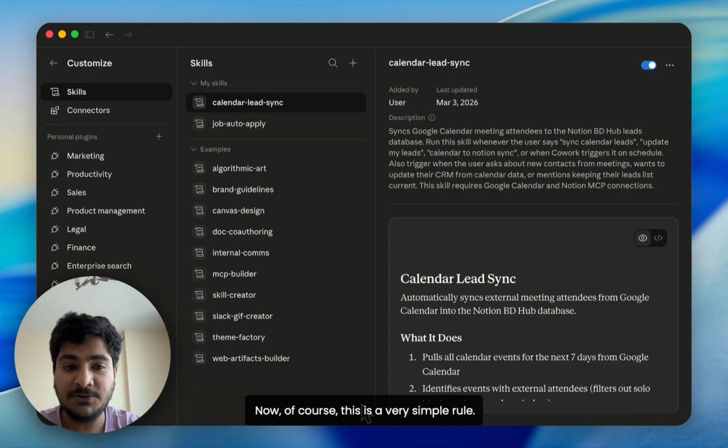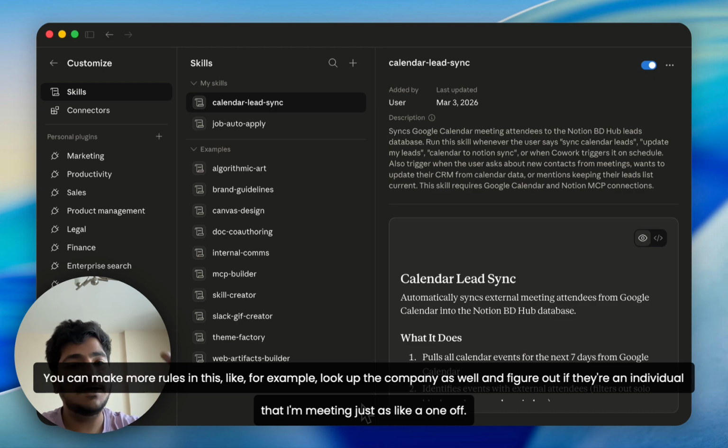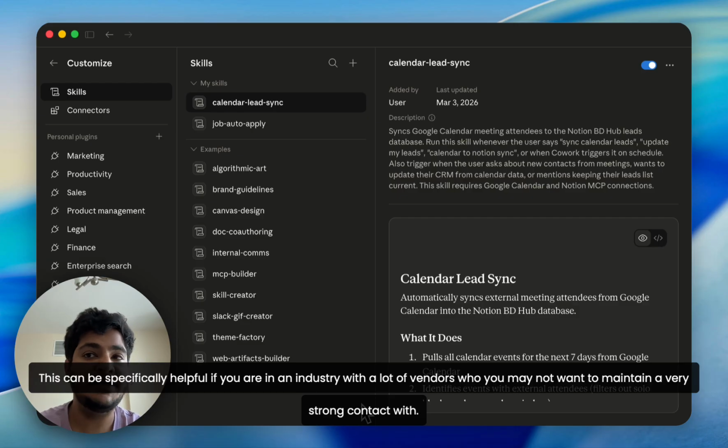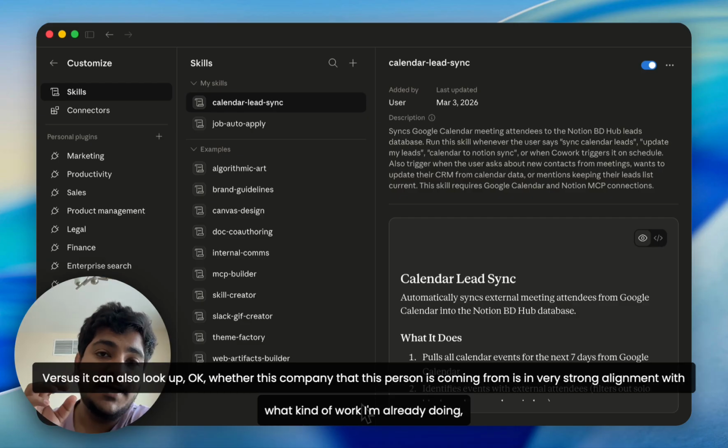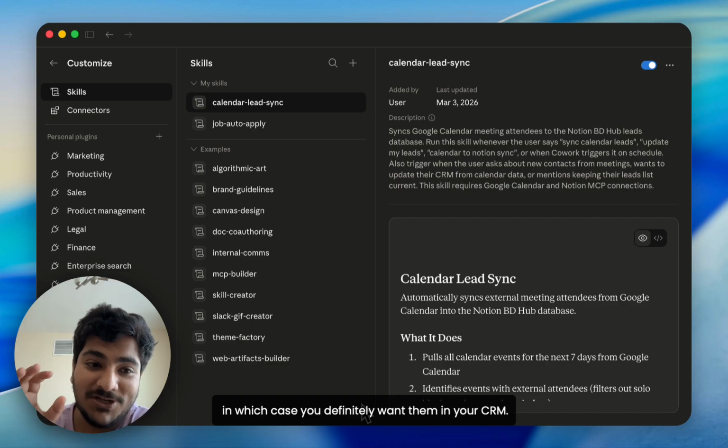Now, of course, this is a very simple rule. You can make more rules in this. For example, look up the company as well and figure out if they're an individual that I'm meeting just as a one-off and they're not even from my industry. This can be specifically helpful if you are in an industry where there are a lot of vendors who you may not want to maintain a very strong contact with. Versus it can also look up whether the company this person is coming from is in very strong alignment with the kind of work I'm already doing, in which case you definitely want them in your CRM.